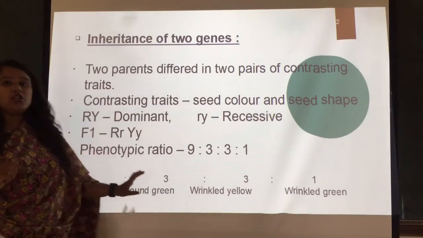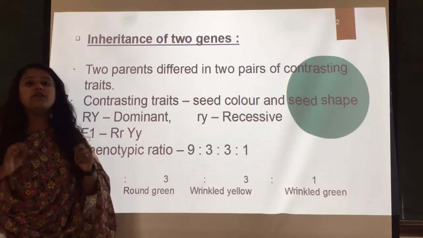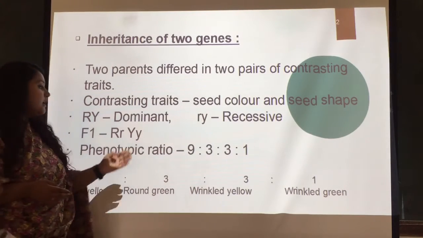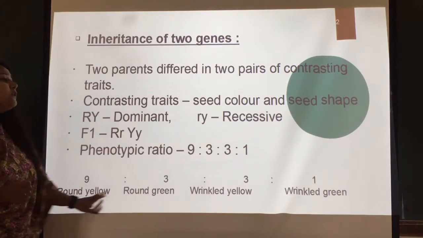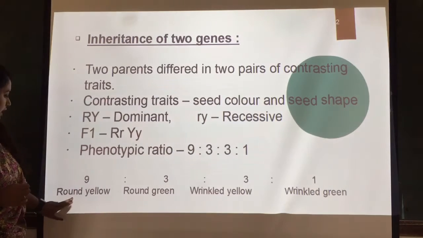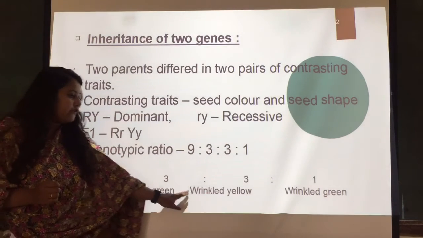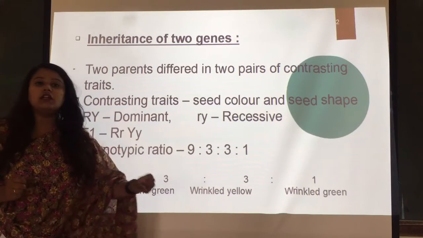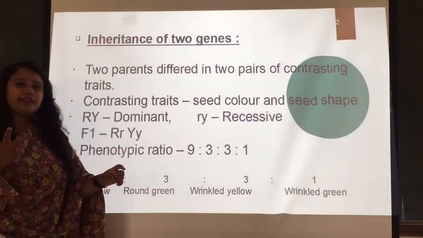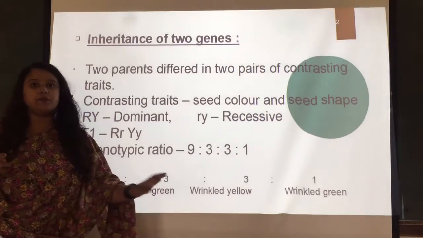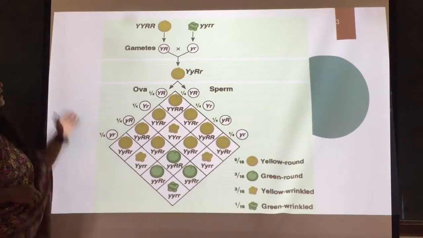The phenotypic ratio of this cross is 9:3:3:1, right? With the use of a Punnett square, we will understand how we are getting this phenotypic ratio. This phenotypic ratio is round yellow, that is 9, round green, that will be 3, wrinkled yellow will be 3, and wrinkled green will be 1. Now we will see how from two parents these four different types are found. Clear? Okay. So here it is.